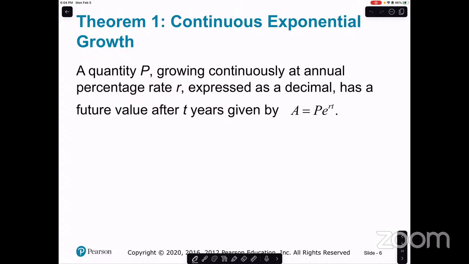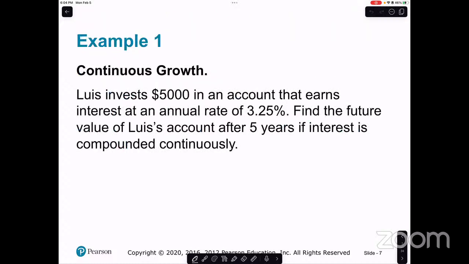Okay. So Lewis invests $5,000 into an account that earns interest at an annual rate of 3.25%. Find the future value of Lewis's account after 5 years. The interest is compounded continuously. So when we do continuous compound interest, that's what we use. I remember that formula as PERT. It's essentially the formula we saw on the previous slide. This is from college algebra. I usually like to do formulas in green. A of T, again, I remember it as PERT, P e to the RT.